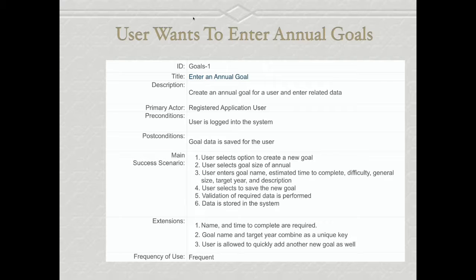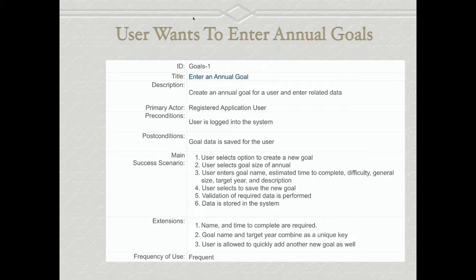Now we get into the success scenario. This is your happy path. The user is going to select an option to create a new goal. They've logged in, they're at their home screen essentially, and through something, and again, notice that we haven't said through a menu, through a button, whatever it is, we've implied that there's going to be an option for the user to select to create a new goal.